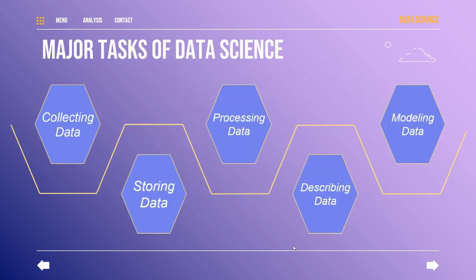The major tasks of data science are collecting data. We will collect the data, and what will happen after we collect it? We must store it, right? That is the next process, storing the data. After storing the data, what must we do? We must do something about it. We must process the data, because if there is any noisy data or missing values, we must process them so that we can transform them into clean data.